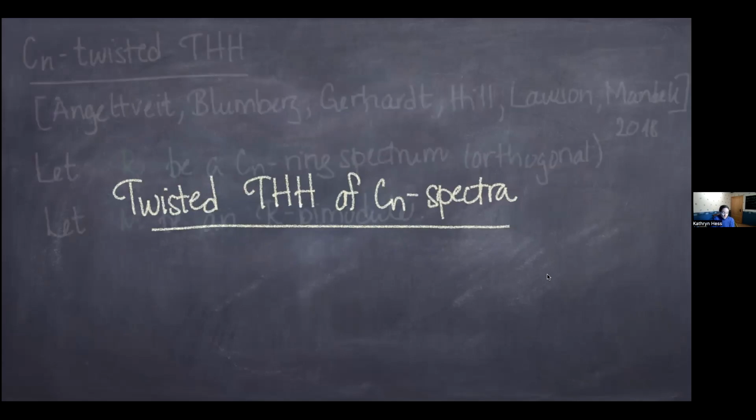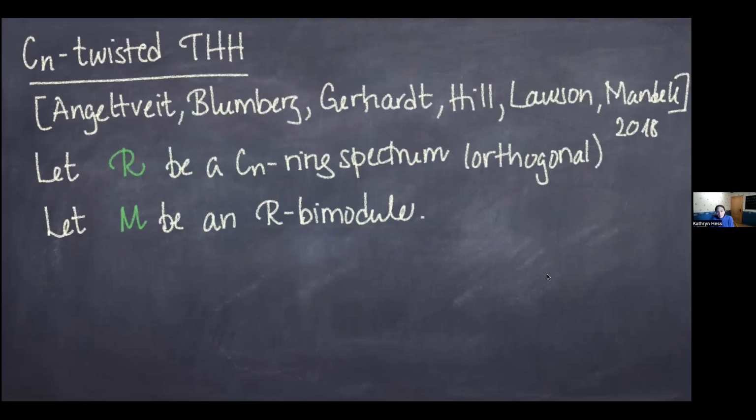The original definitions go back to a paper by Angeltveit, Blumberg, Gerhardt, Lawson, and Mandell from 2018, where they're thinking about what is an interesting way to define a twisted version of topological Hochschild homology for equivariant ring spectra, in the case where you have a cyclic group that's acting. So suppose that R is a CN ring spectrum or an orthogonal ring spectrum, just to fix the framework, and let M be an R bimodule. So a spectrum that has an R bimodule structure.